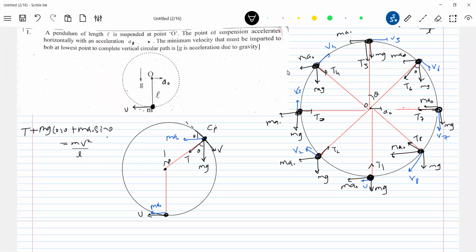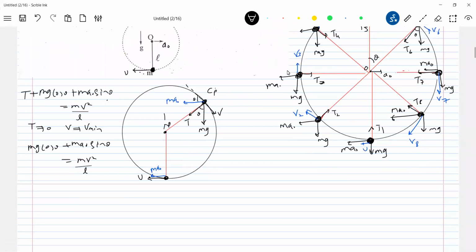Now here mg cos theta and ma naught sin theta are all constant, no? So V will be minimum if T is minimum. What is the lowest value of T? You can propose T equal to 0. So when T tends to 0, V tends to V minimum. So this will be mg cos theta plus ma naught sin theta equal to mv square by L. So this is the one equation. You can keep it, or V square equals, m will get cancelled, and we'll get an expression for V.